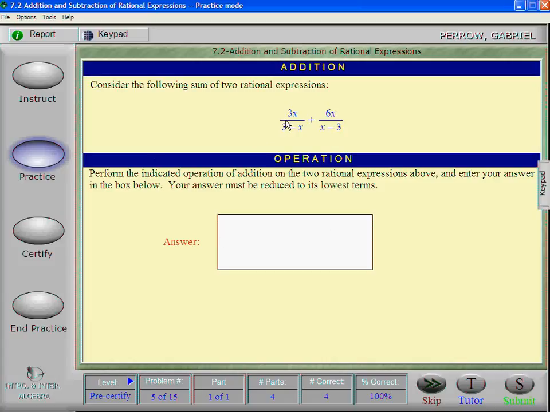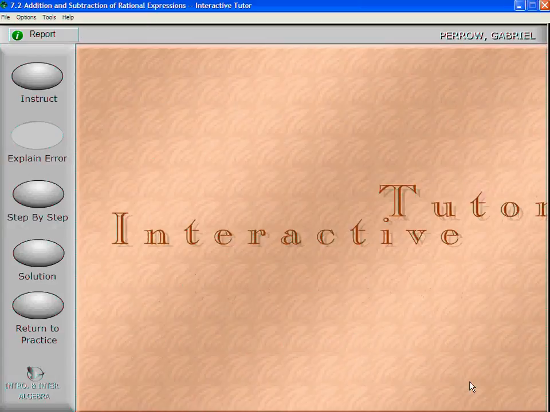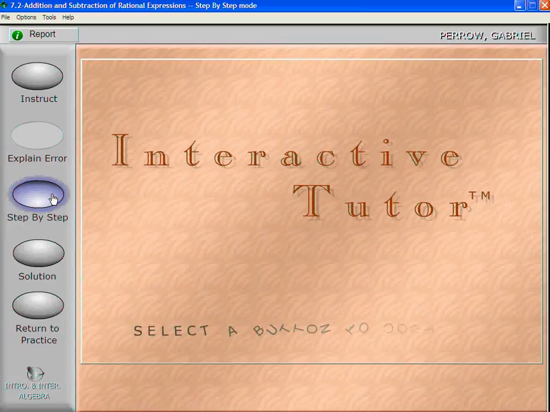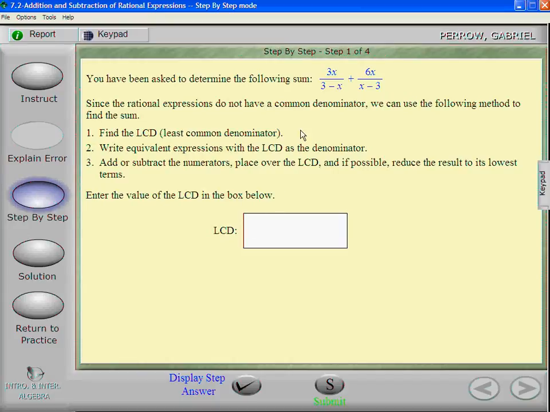Okay, so let's see how they kind of talk about it in the tutor mode. But the way I think of it is that if you flip this around and called it negative x plus 3, that would remind you that there's a negative out front that you can pull out. That means you'd have negative 1 times parentheses x minus 3.